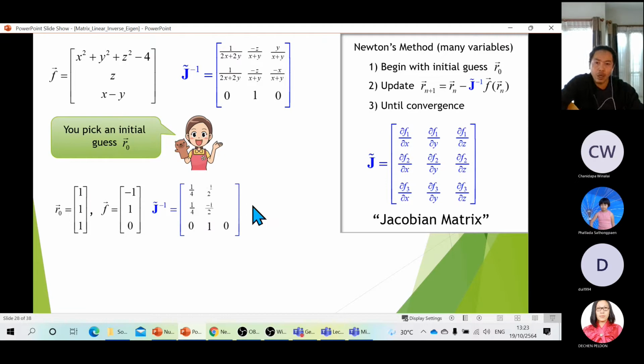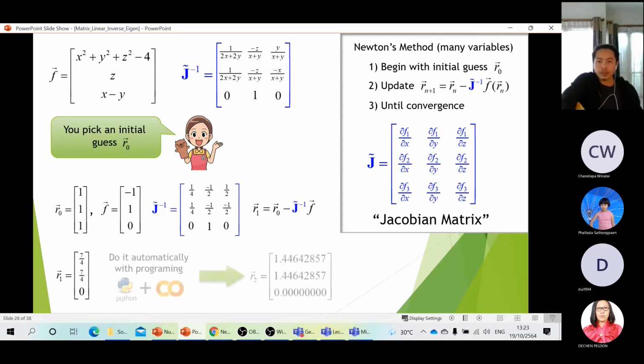So we go quickly through this process. Now we use this Newton's updating scheme to compute the R1. So I do that here. I got 7/4 and 7/4 and 0. Now it's going to be difficult to do this by hand, so I have prepared a Python code for you. Let's go look at that together.